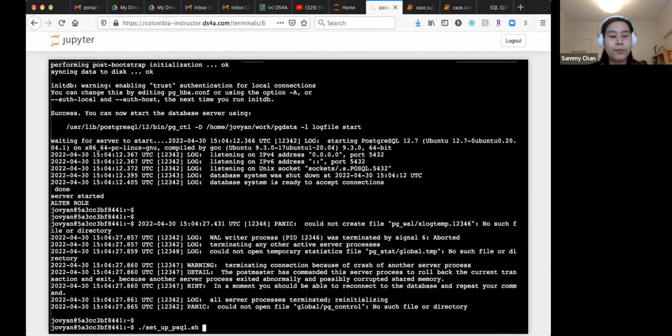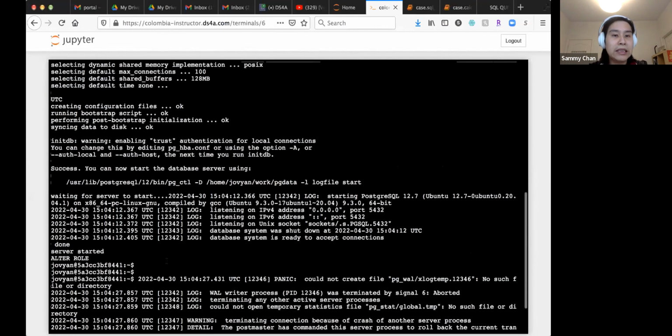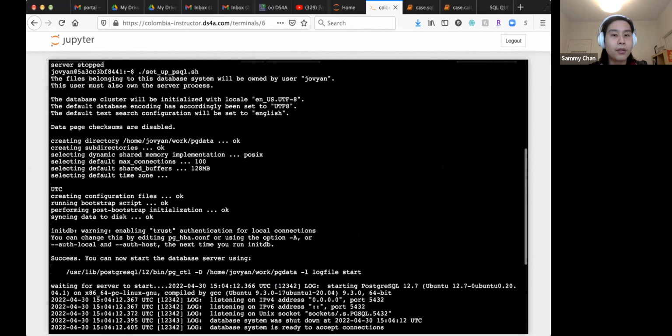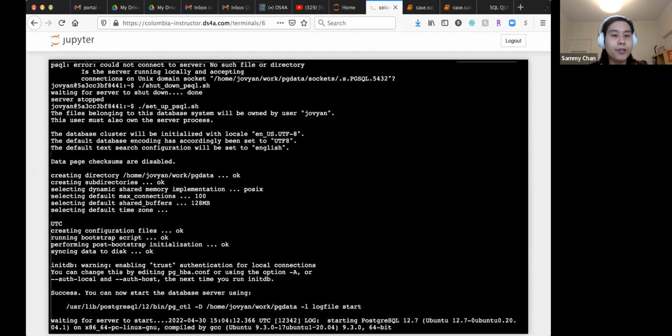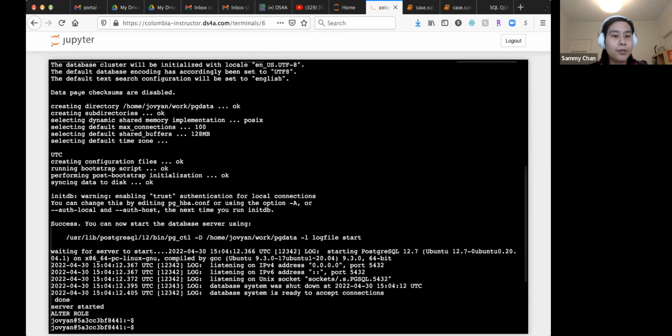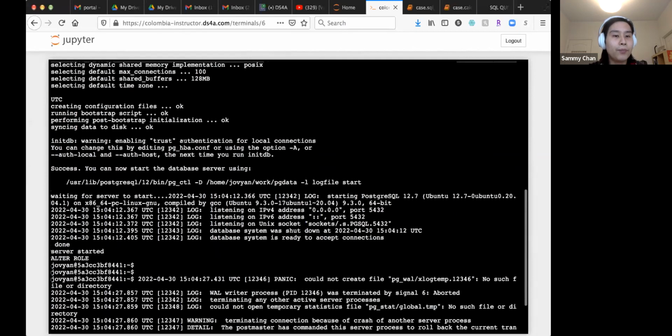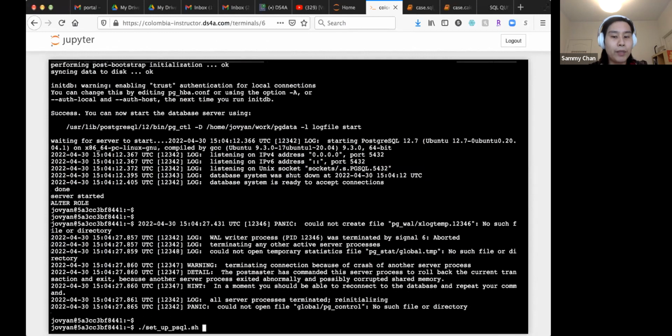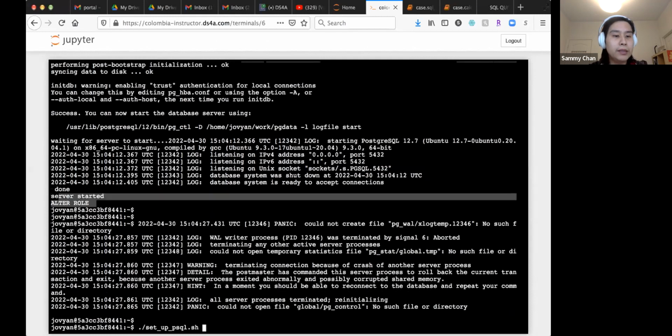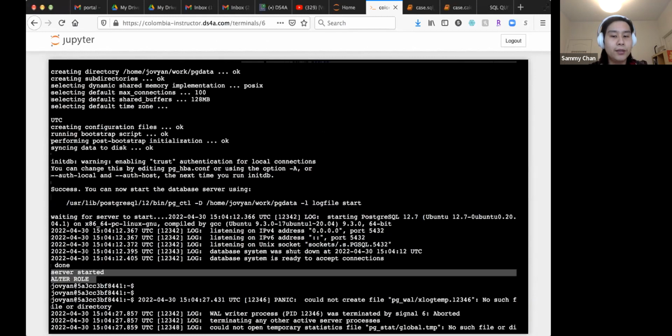./setup_psql.sh. And then if you're running it successfully, then you would see similar output here. You would see the terminal creating all the folders, databases, tables. Configuring the settings. Initializing the database. And you would see server started at the end. That's what you should expect to see.